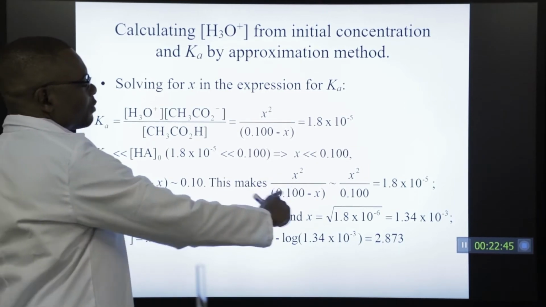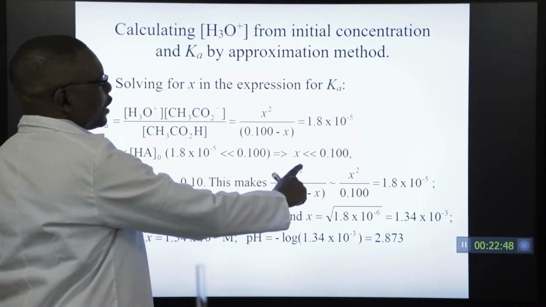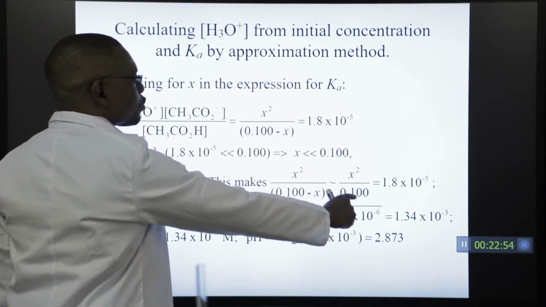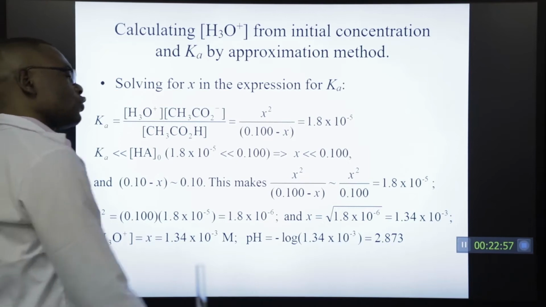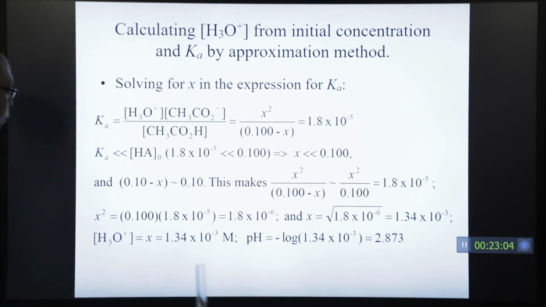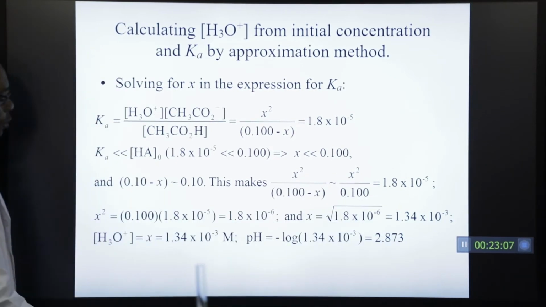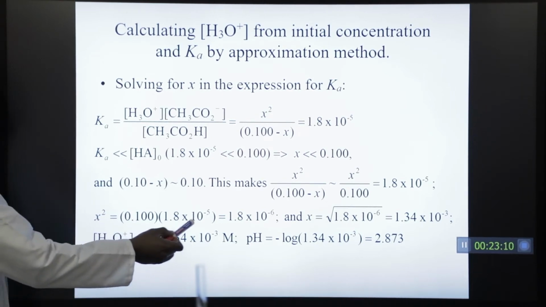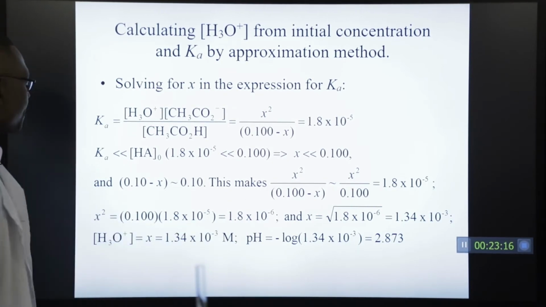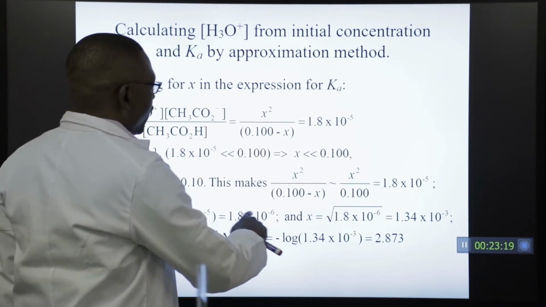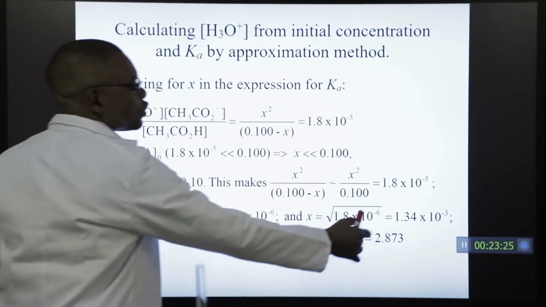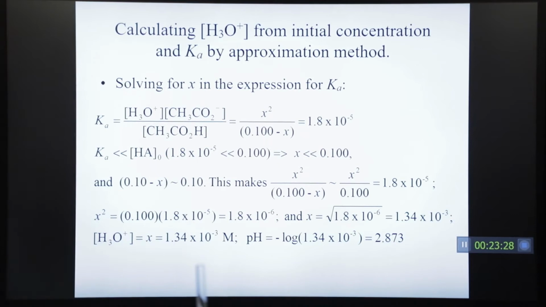So if we come back to our mathematical expression here, this is going to be X squared over 0.1 minus X, which now approximates to X squared over 0.1. So for that reason, this is equated to 1.8 times 10 to the power minus 5. If you make X squared the subject of the formula, X squared is equal to 0.1 times 1.8 times 10 to the power minus 5, which is equal to 1.8 times 10 to the power minus 6. This is X squared, so we find the square root of this. So X becomes the square root of 1.8 times 10 to the power minus 6, which is equal to 1.34 times 10 to the power minus 3.